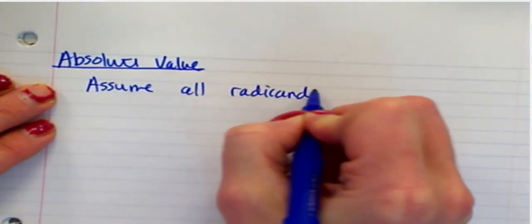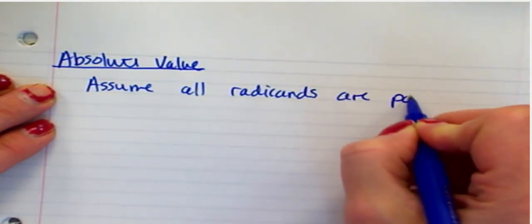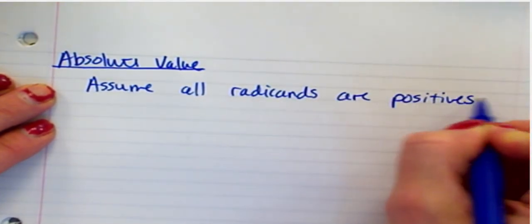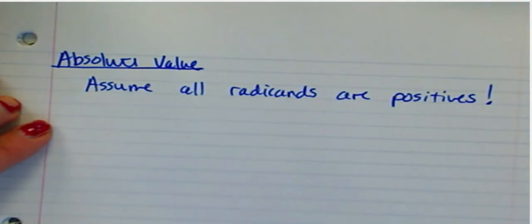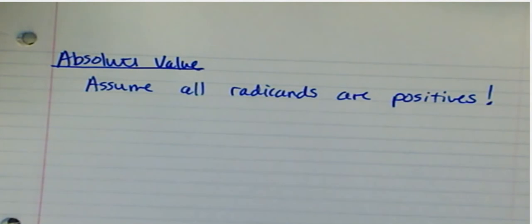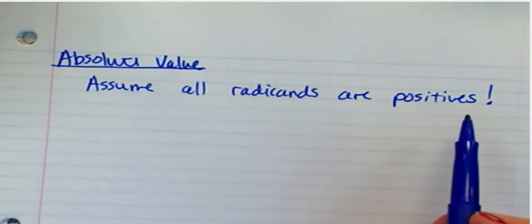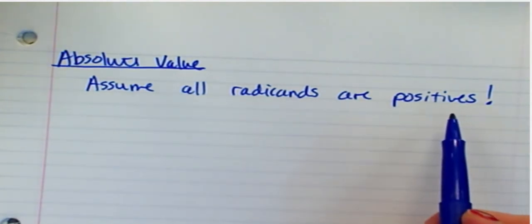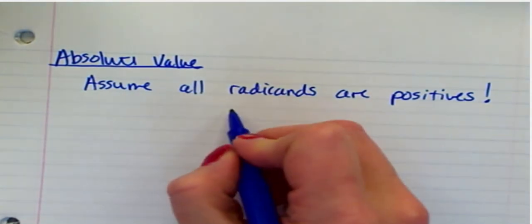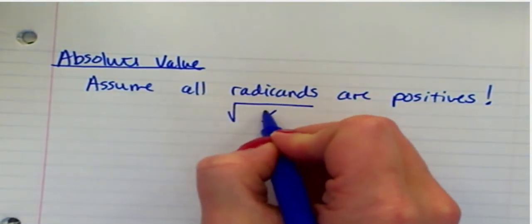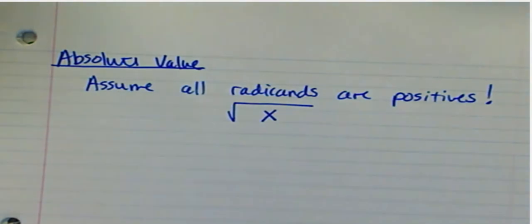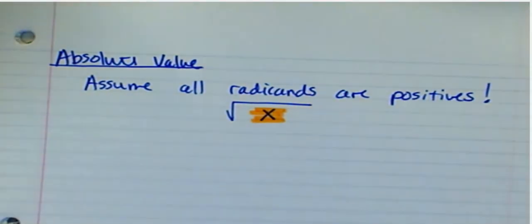Assume all radicands are... Alright. We have to say something about our positives and negatives here. And there's an assumption for all of Algebra 2, the entire year. All radicands are positive. Radicands, which would be the quantity here, right? Radicands are the quantities here.